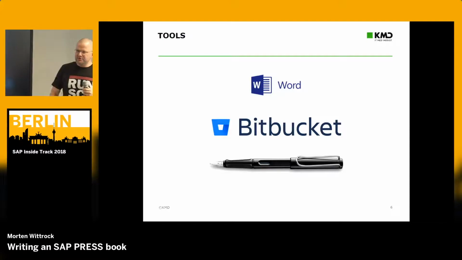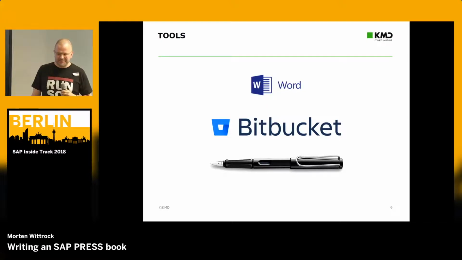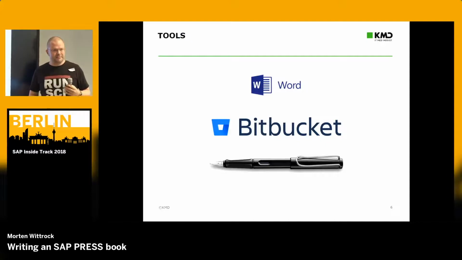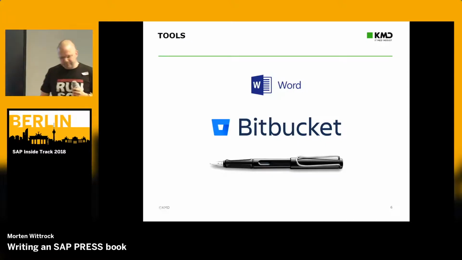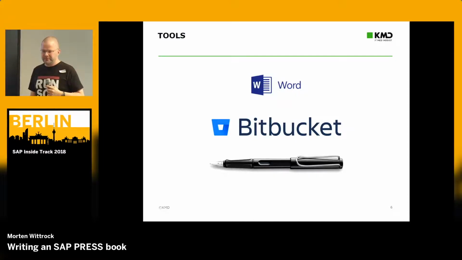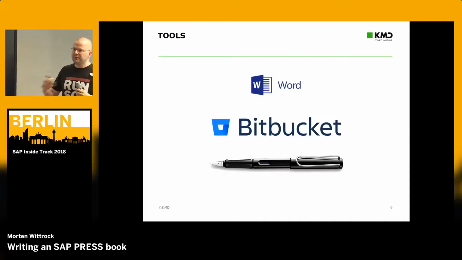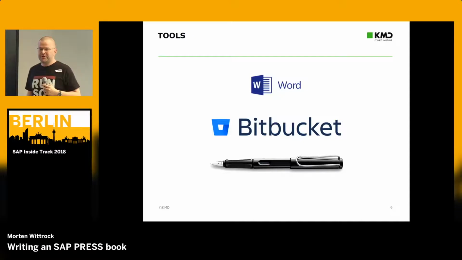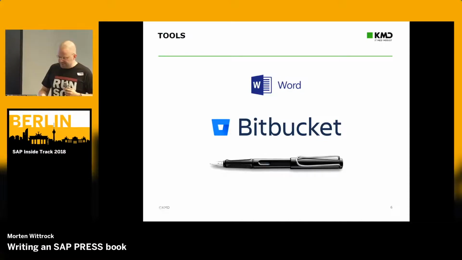These are the tools that I use for writing the book. Microsoft Word was a given in the sense that the SAP Press templates are Microsoft Word templates. Not my tool of choice, but that was a given from the get-go. I used Bitbucket, the Git repository, to store versions of the book while I was writing it. Could be any repository, GitHub for instance, but Bitbucket offers free private repositories that are not open to the outside world, so that helps in this context. And I used an old-fashioned fountain pen to write a ton of notes, and I'll get back to that.